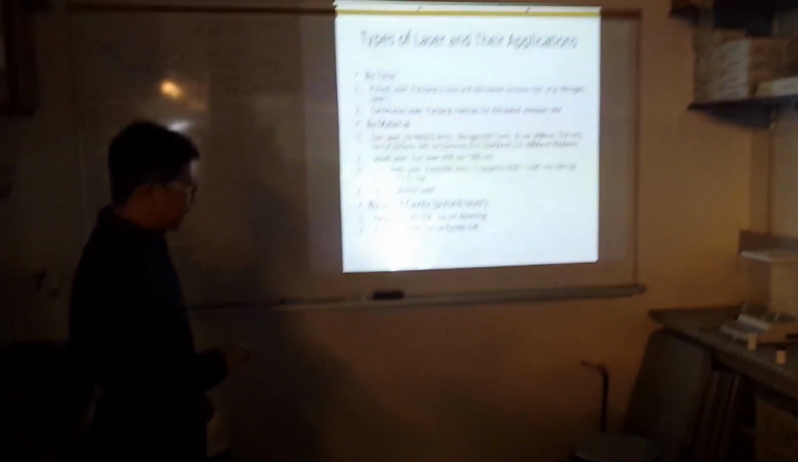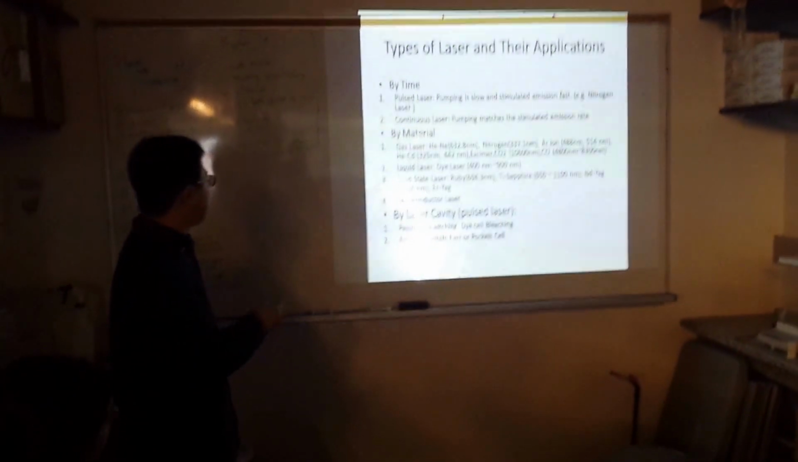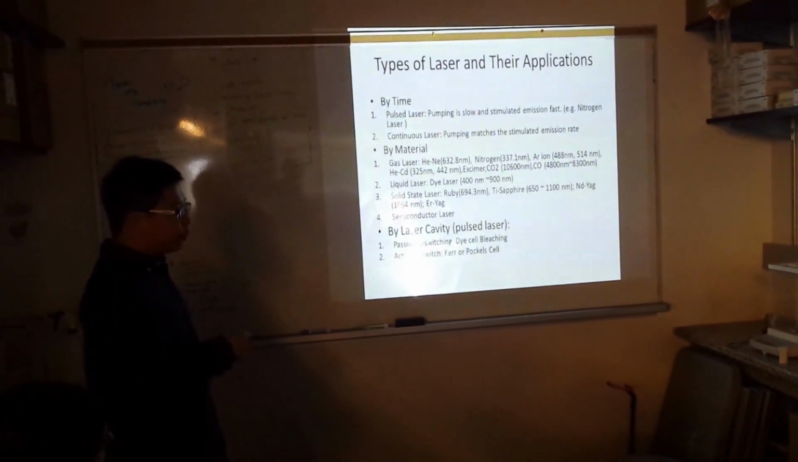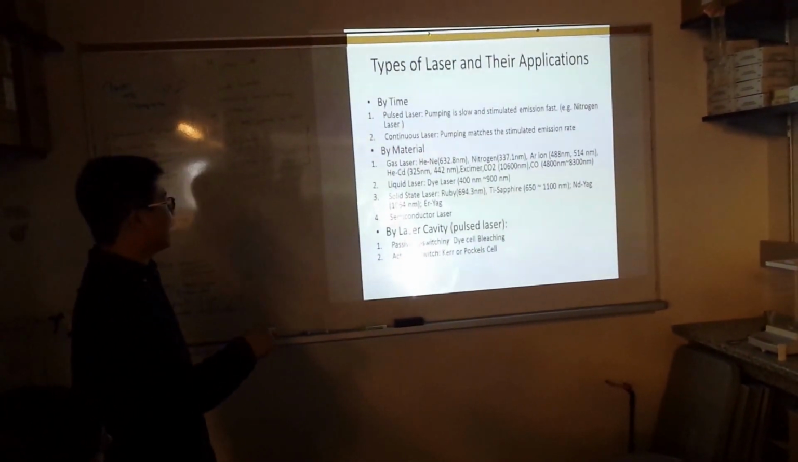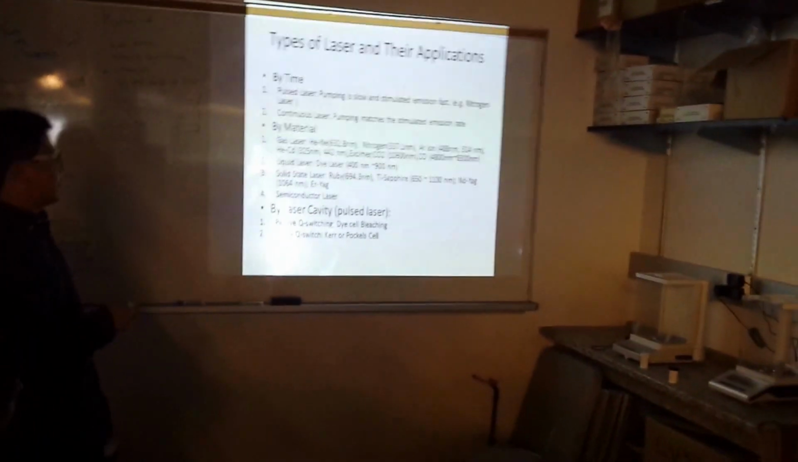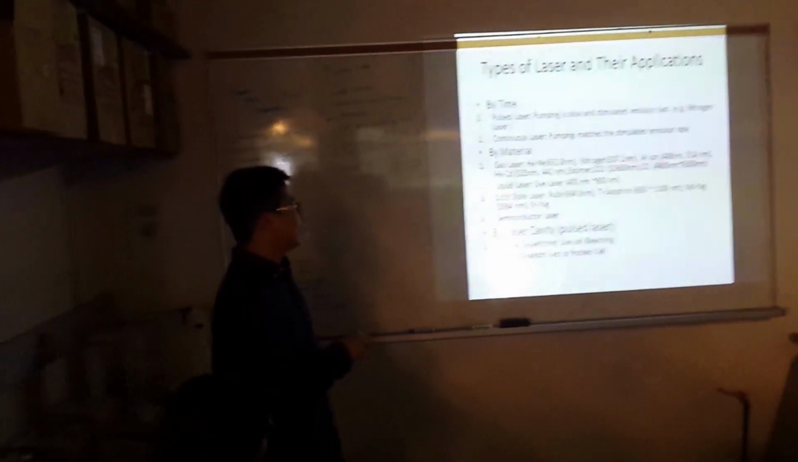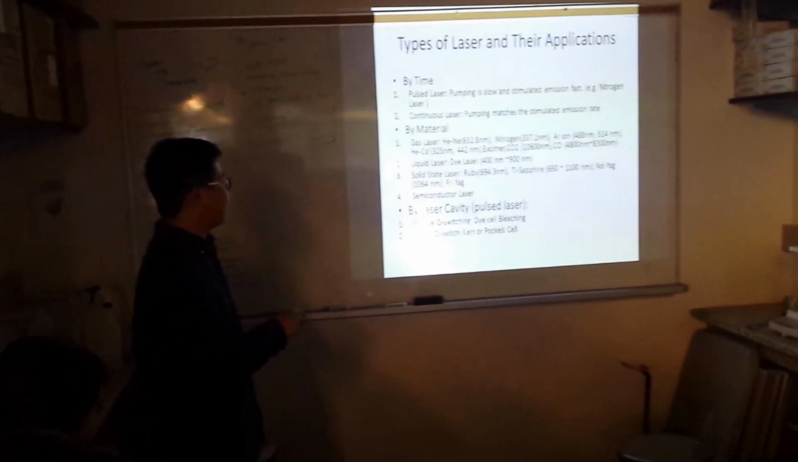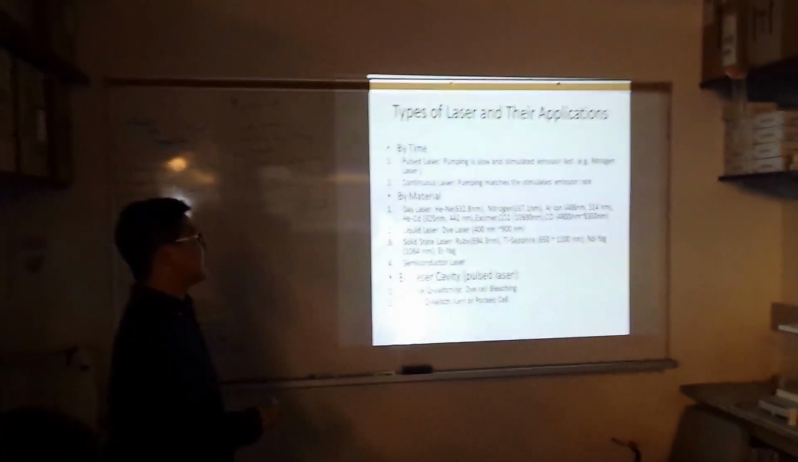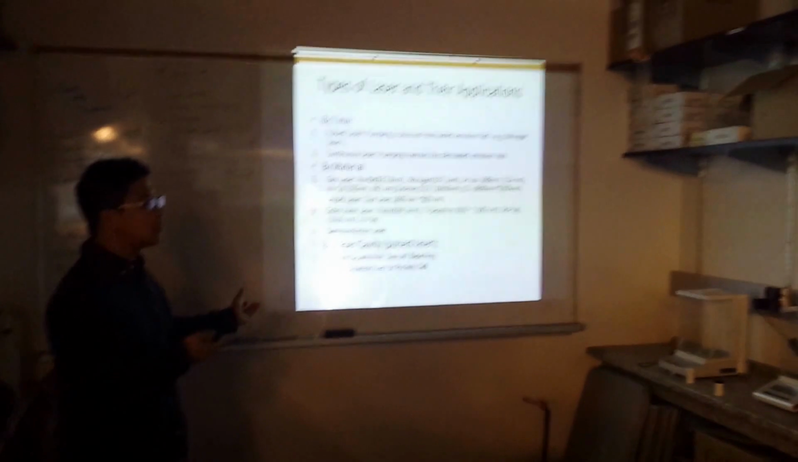So we're going to do the classification of lasers. Lasers can be sorted by time. So we have pulse laser or continuous laser. It's literally just a time difference. And by material, we have gas phase laser, liquid phase laser, solid state laser, and semiconductor laser.